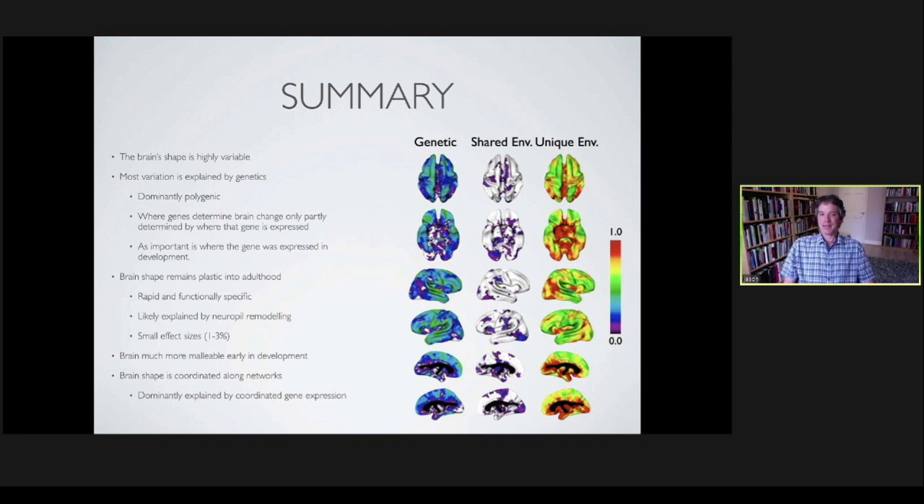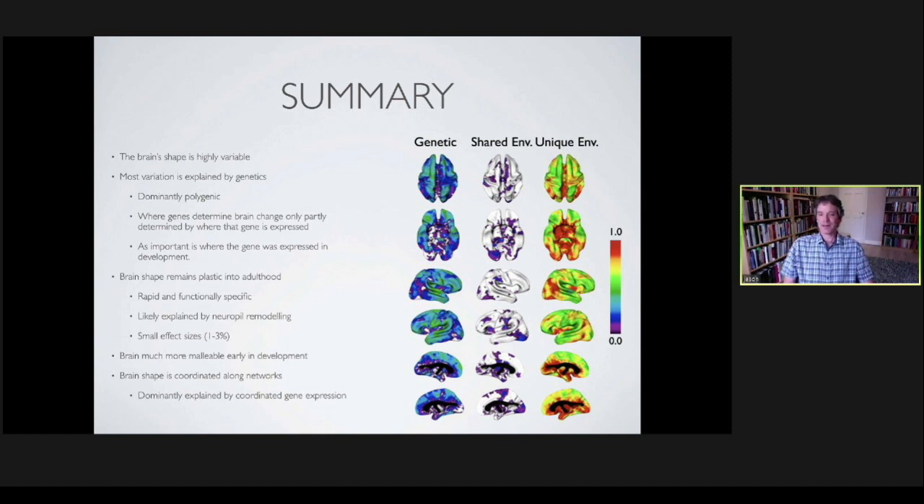And they seem to be explained by neuropil modeling, as we showed using the gene expression data, as well as some of the inference from timing of these events. But they're quite small effect sizes, and depending on the type of study, between 1% to 3%. The brain is much more malleable in early development. So if you take some of the same interventions and move them early, and we can see this across different medical interventions, such as radiation or drug treatment or gene reactivation, where if you do it earlier, the shape of the brain is much more susceptible to identifying what happened than if you try to do it late into adulthood.